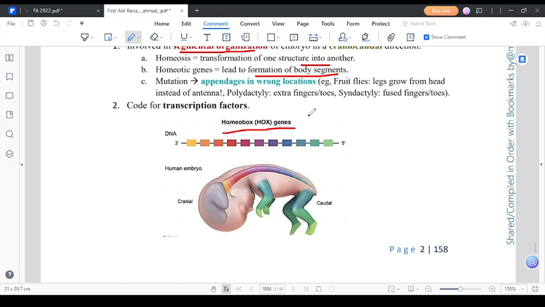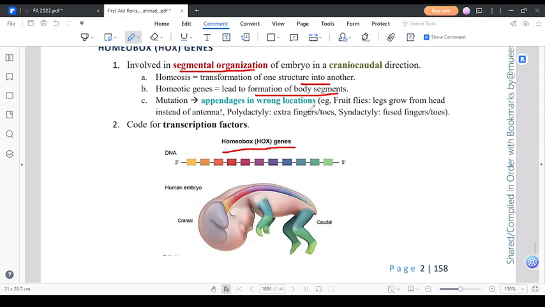Think of it like this: when we did the neuro section, we talked about dermatomal distributions. The body is divided into a lot of dermatomes from head to toe. In the same way, the embryo is divided into a lot of segments, and the growth of each segment is dictated by the homeobox genes, which lead to the formation of a particular segment of the body.